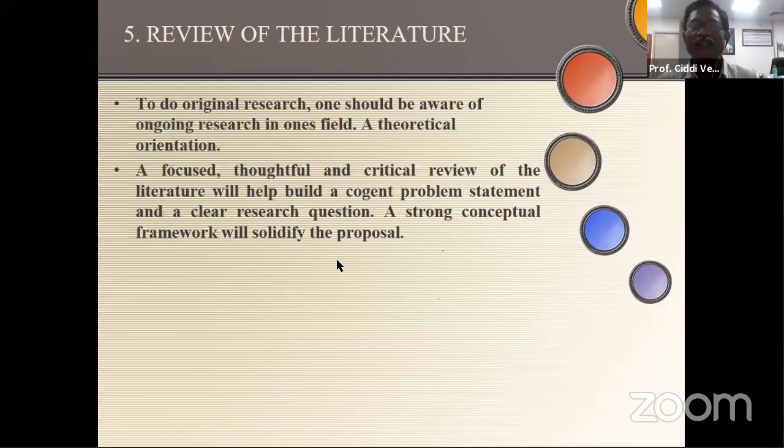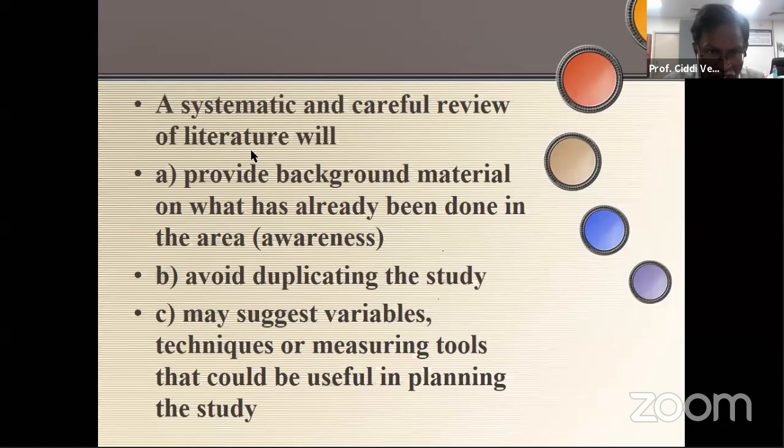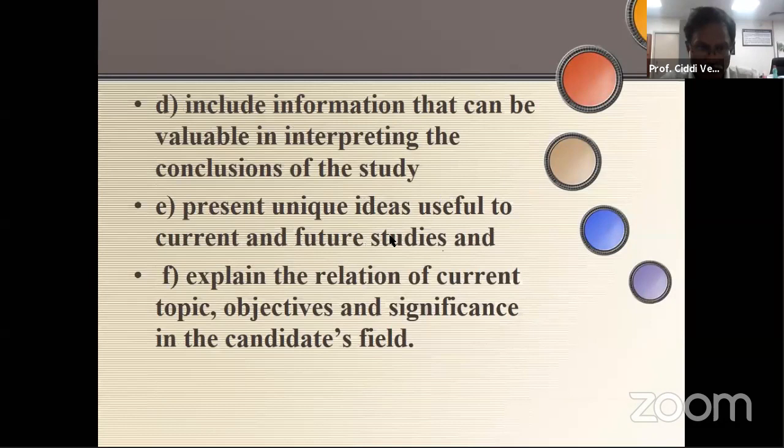A systematic, careful review of literature will provide background material on what has already been done in the area, which means you know what has been done, and it avoids duplicating the study. It gives you many suggested variables, tools, and techniques, and it will give you clear, useful planning. It includes information that can be valuable in interpreting the conclusions of the study, presents unique ideas useful to current and future studies, and explains the relation of the current topic, objectives, and significance in the candidate's field.